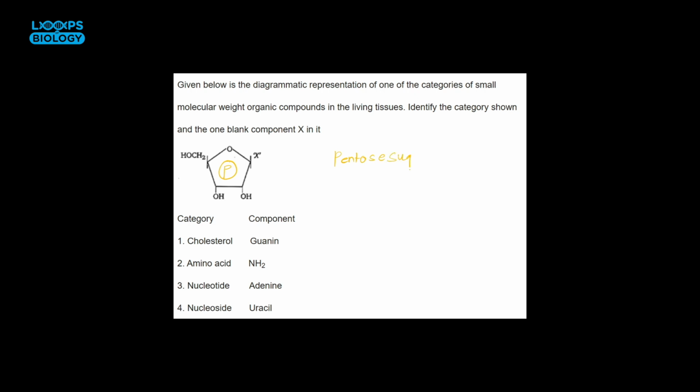Pentose sugar. Is there a phosphate group? No. And there is an X component. Alright. If I'm adding cholesterol, it is not guanine. This is wrong. Amino acid NH2? No. Nucleotide, for this nucleotide we need a phosphate group, so no. So the answer should be nucleoside for this question due to the absence of a phosphate group.